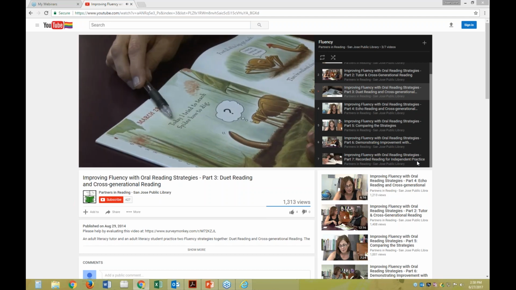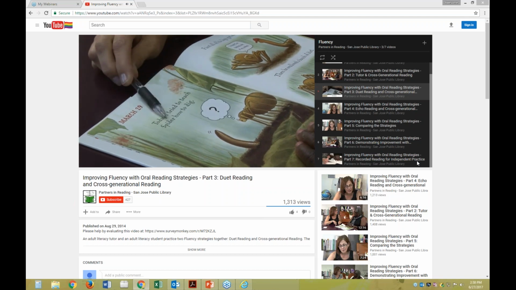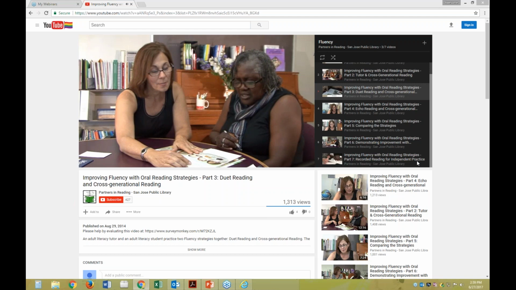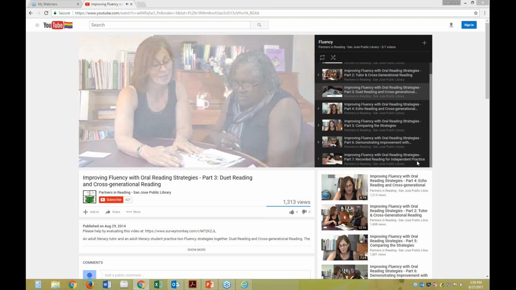Any text can be used with this strategy, but since one of the learner's goals is to read to her granddaughter, this pair is using a children's book for this lesson. Unless your learner has a similar goal, you'll use materials of interest to adults.